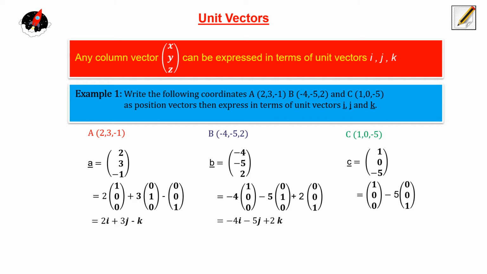And then lastly, we have negative 5 in the z direction. So we end up with just i subtract 5k. As I said, there's no j in this expression because the y component was 0.